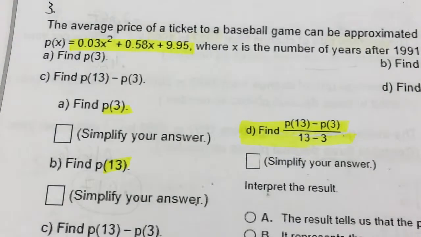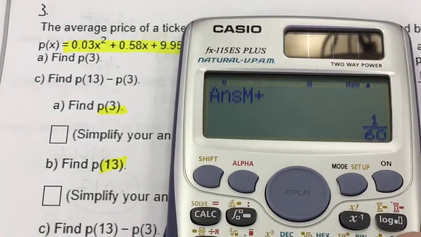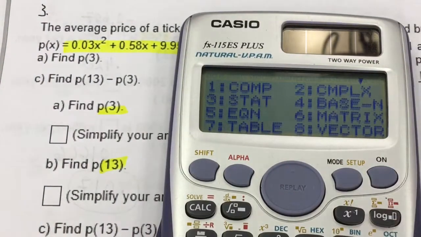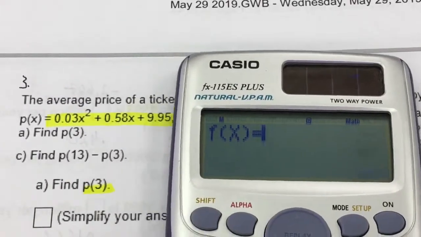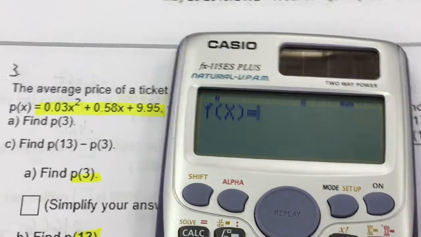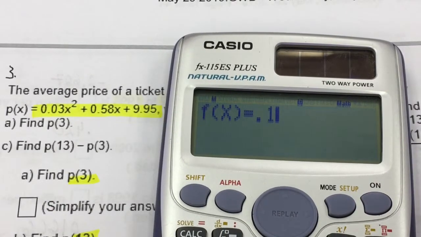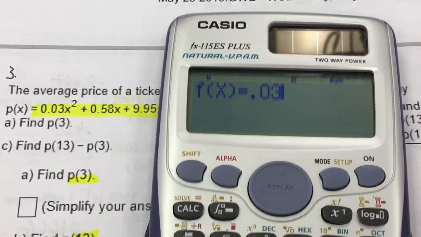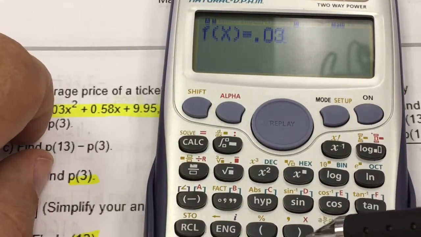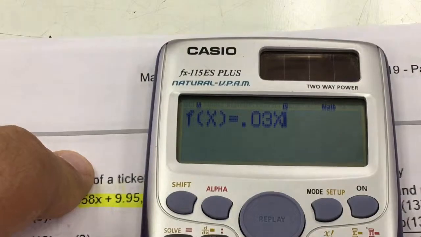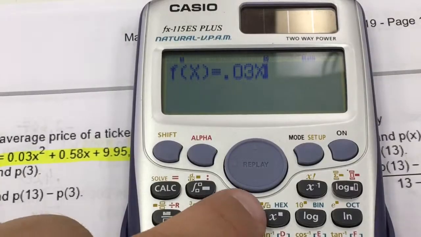I'm going to use the Casio mode 7. So I'm going to hit mode, and then notice number 7 says table. So I'm going to hit 7, and instead of it showing P of x, it shows F of x. Well, I'm going to act like it's P of x. So I'm going to type that in just like it looks. 0.03. Now to get the x to appear, you got to hit alpha, and then this little red x down here. See the little red x above the parenthesis? Red x. Then I have to square it. There's an x squared button right there.